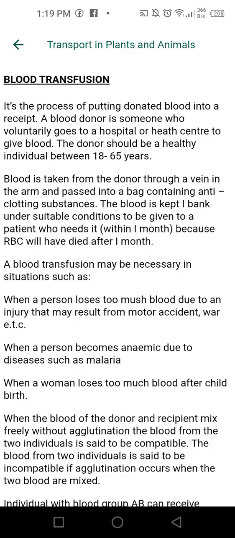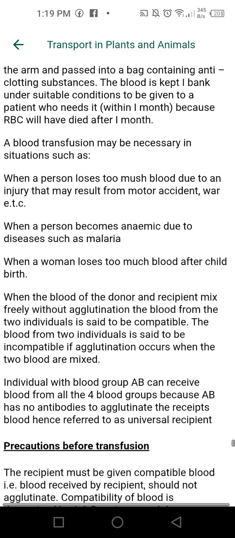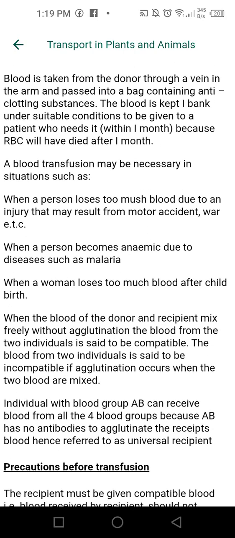When the blood of the donor and recipient mix freely without agglutination, the blood from the two individuals is said to be compatible. The blood from two individuals is said to be incompatible if agglutination occurs when the two bloods are mixed. An individual with blood group AB can receive blood from all the four blood groups because AB has no antibodies to agglutinate the recipient's blood, hence referred to as universal recipient.